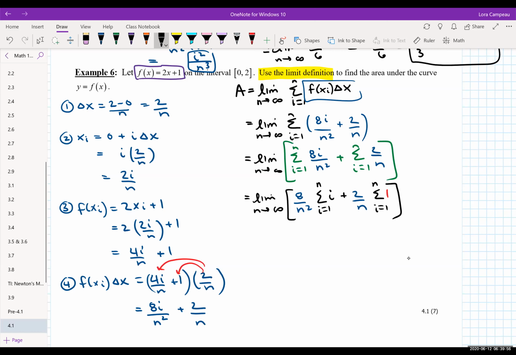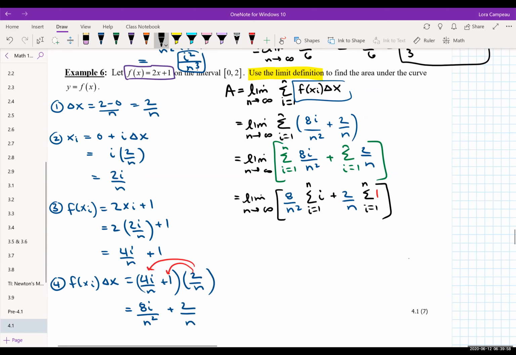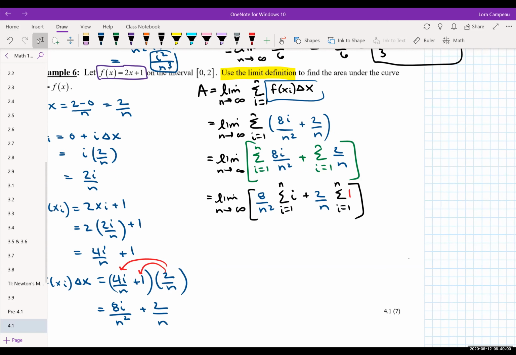So that helps. Now, sometimes people get really confused when there's a 1. So I'll kind of look at this. What I want to do is use formulas for each of these summation notations now. I have the summation of a constant and the summation of an i.